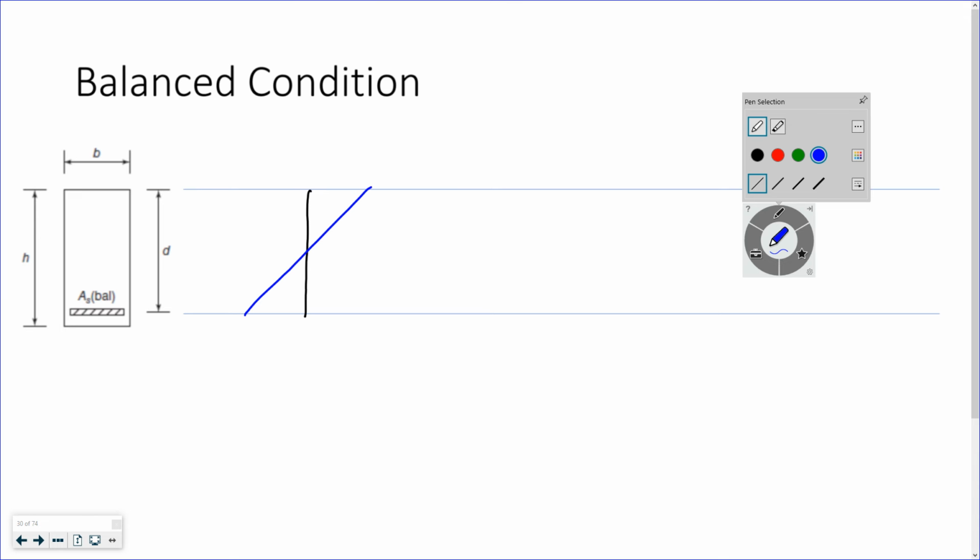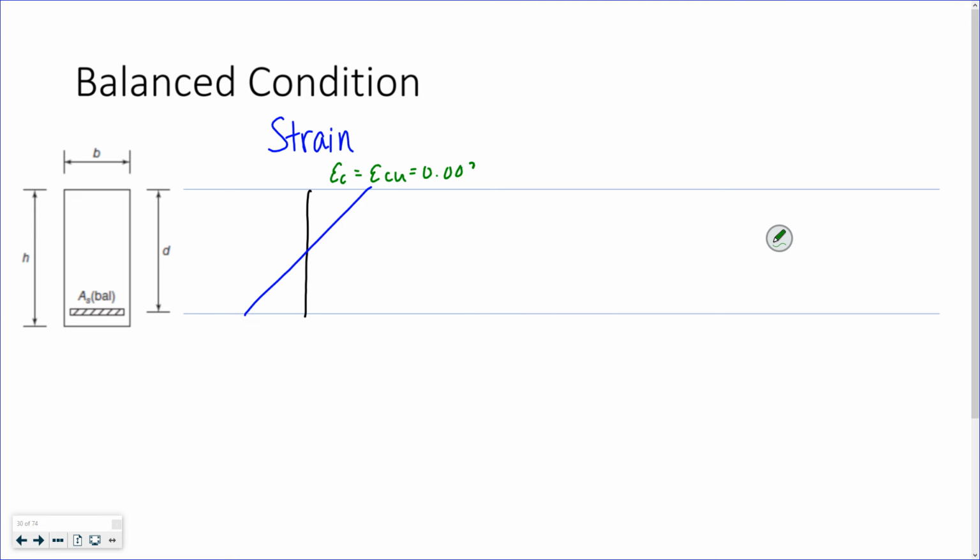And I like to assume that the strain at the extreme compression fibers, so up at the top, is ECU. And a balanced condition would be, when talking about my strain in my steel, it is exactly equal to the yield strain.